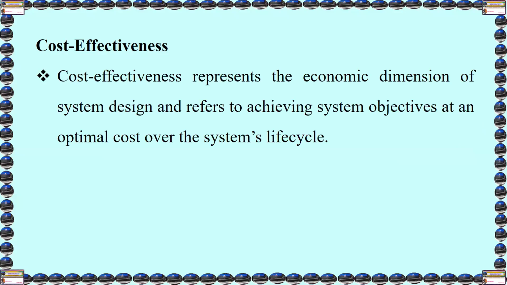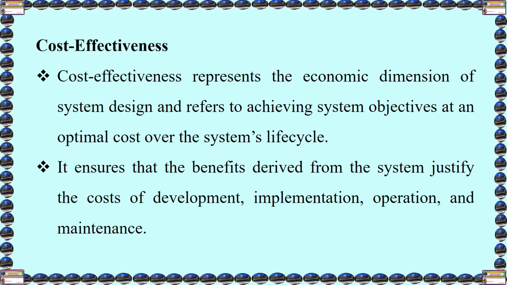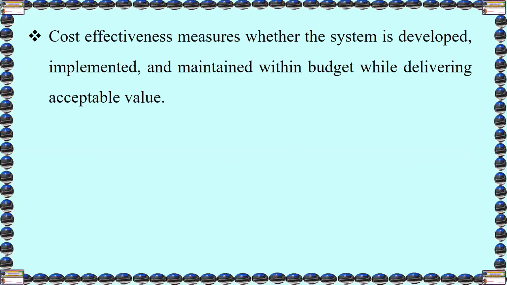Now, cost effectiveness represents the economic dimension of system design and refers to achieving system objectives at an optimal cost over the system's life cycle. It ensures that the benefits derived from the system justify the cost of development, implementation, operation, and maintenance. Cost effectiveness measures whether the system is developed, implemented, and maintained within budget while delivering acceptable value.